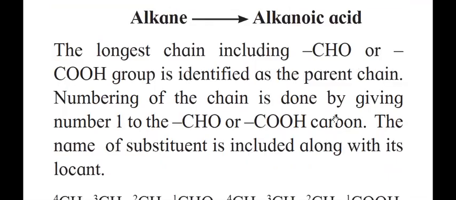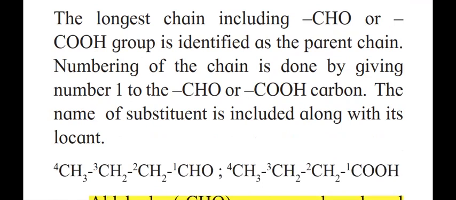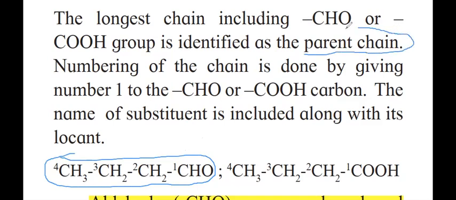Now the longest chain including the CHO or COOH group is identified as the parent chain. The common name system we will see with an example. First we have to identify the longest chain. For example, this is the longest chain of carbon atoms. How many carbon atoms? 4 carbon atoms, and it is called the parent chain. Then numbering of the chain is done by giving the number 1 to the CHO or COOH.